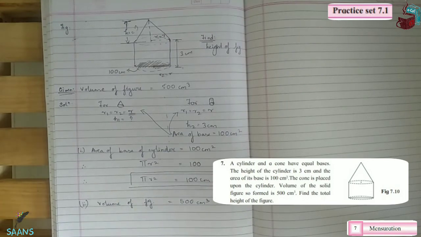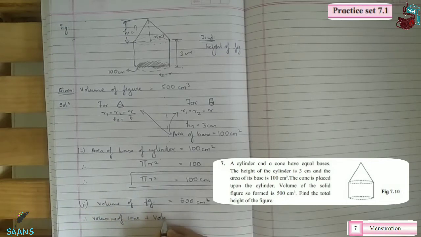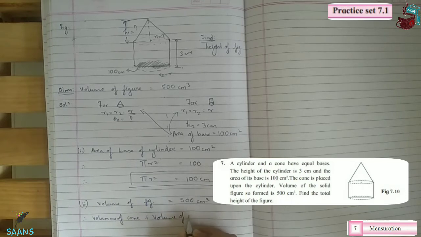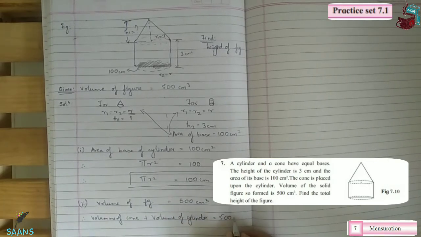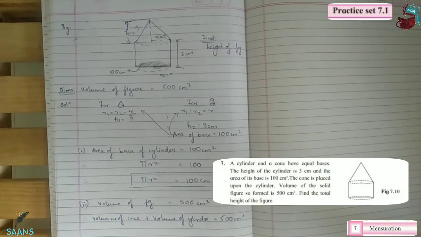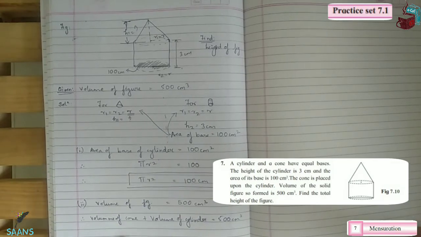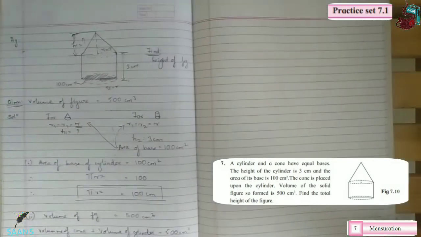But volume of the figure is nothing but volume of cone plus volume of cylinder is equal to 500 centimeter cube. Sorry. Okay. So अभी हम लोग ये वैल्यू सब्स्टिट्यूट करेंगे.